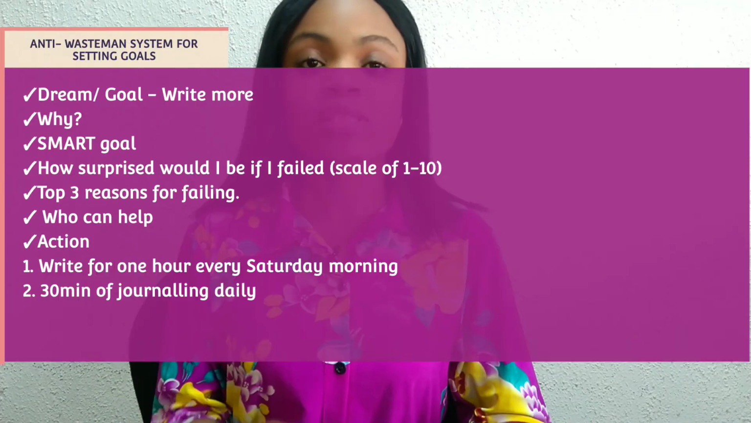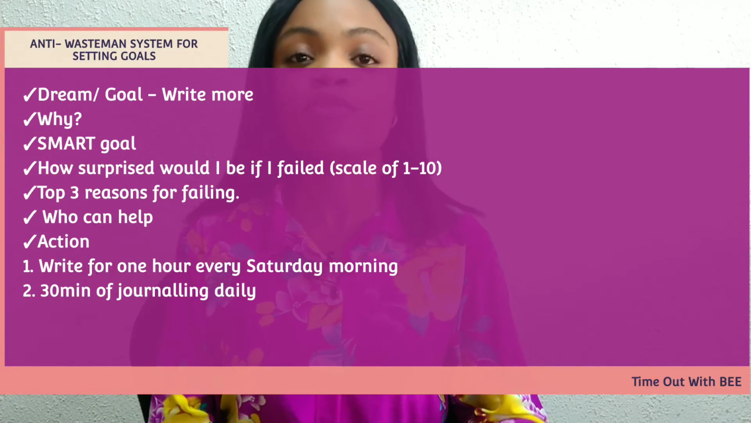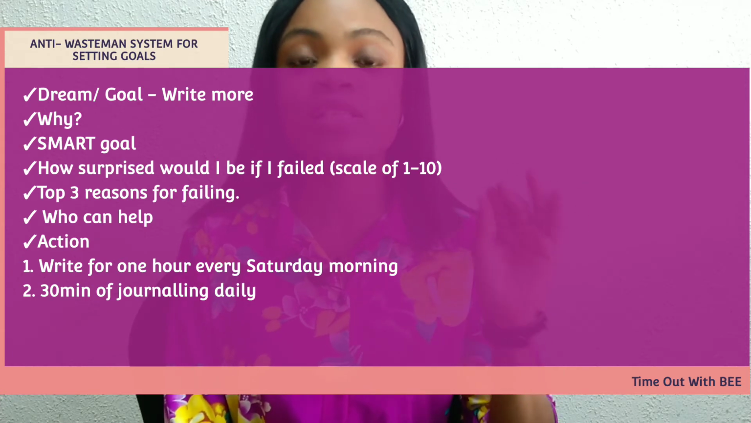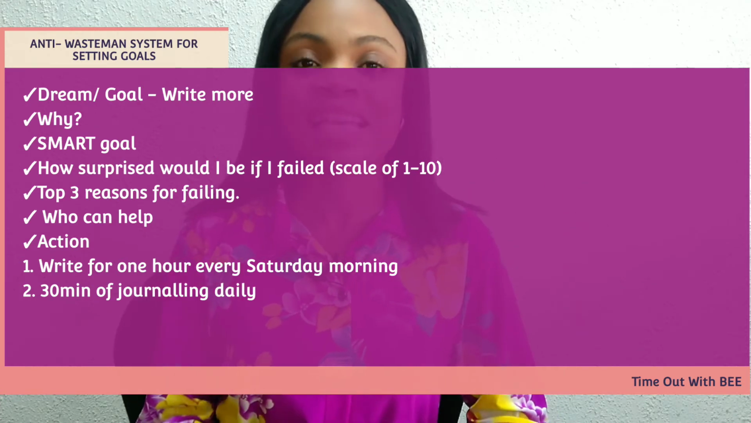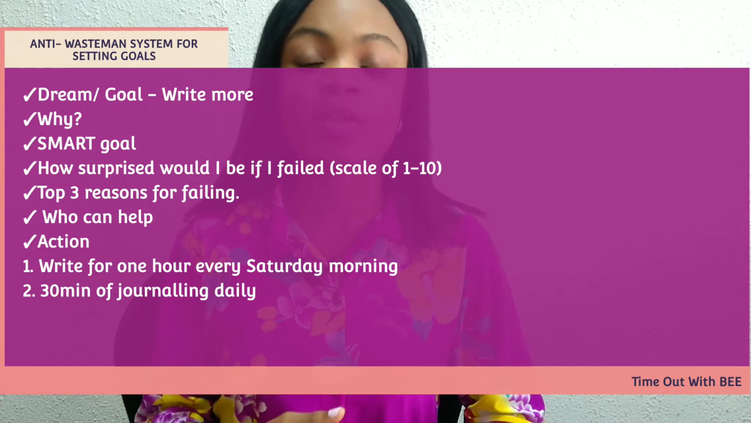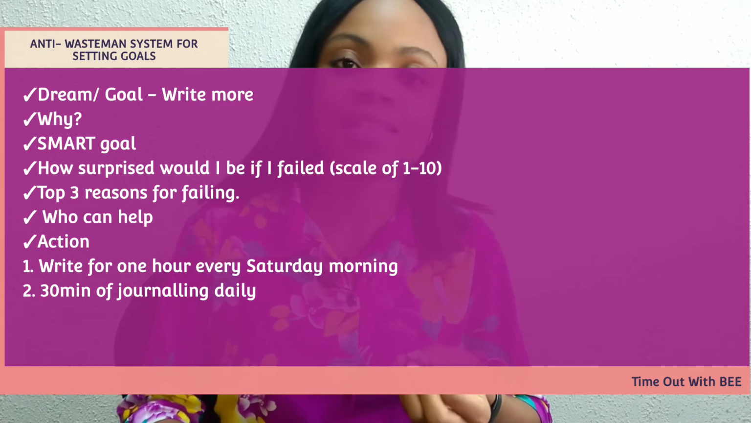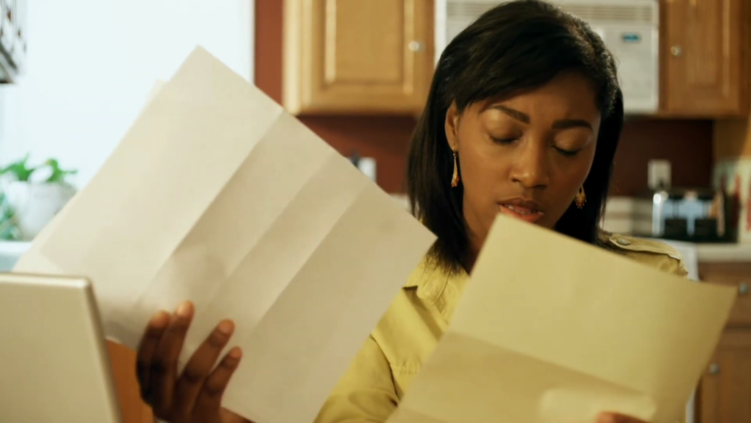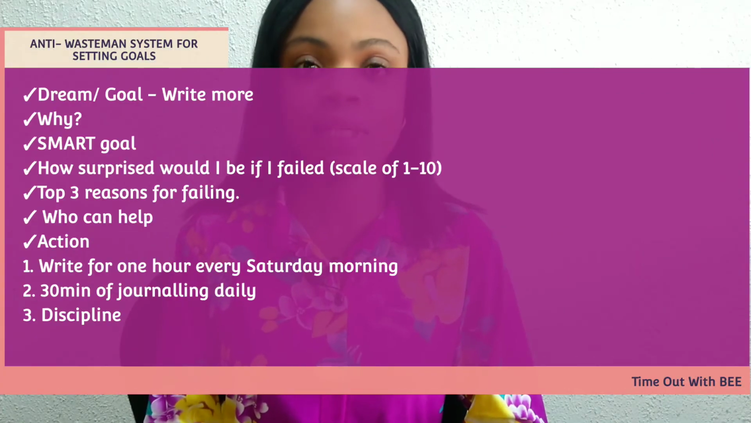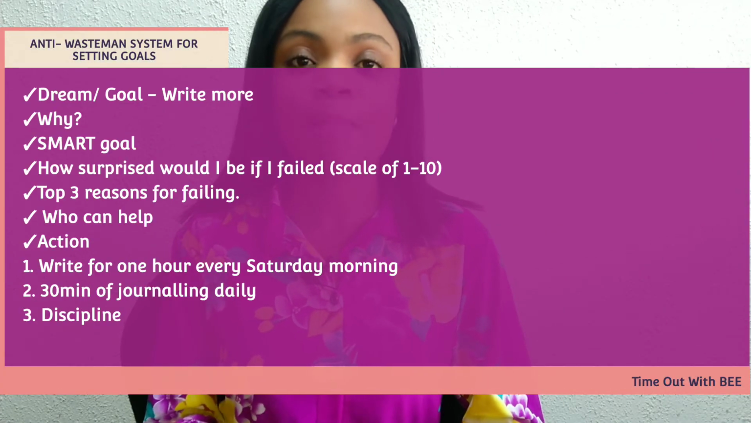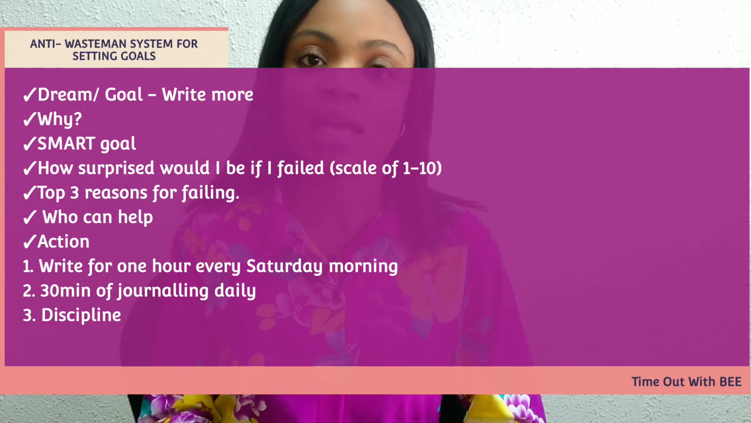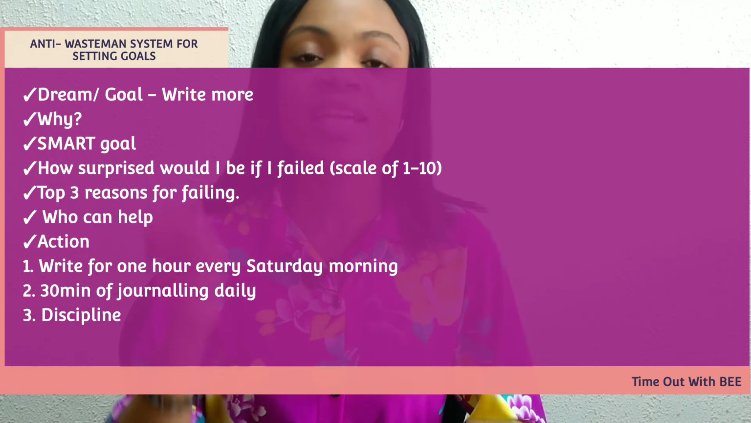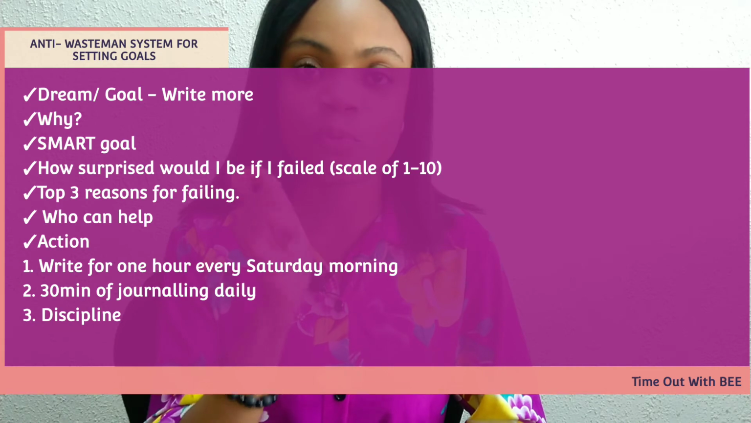The action I'm going to take is to make sure I write for 1 hour every Saturday morning. Block out 30 minutes every day to journal my day, so that by Saturday morning, that 1 hour when I'm writing, I'm not blank. That is not when I'm doing my research. That is not when the writing looks foreign to me. And 3, be disciplined. I will be disciplined with the time I've allocated to writing, and make sure I always carry a notepad with me everywhere I go.